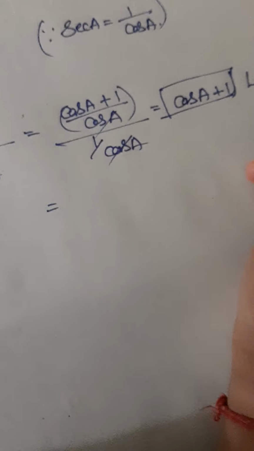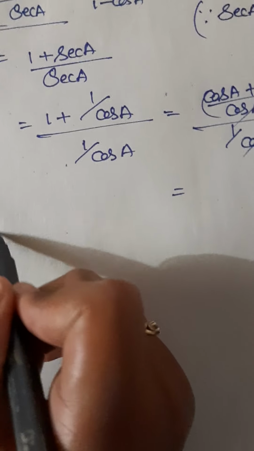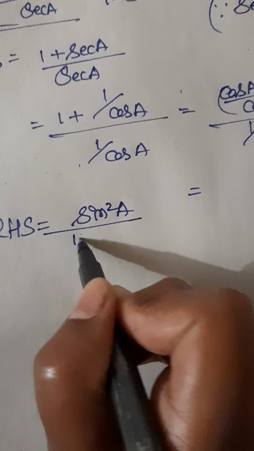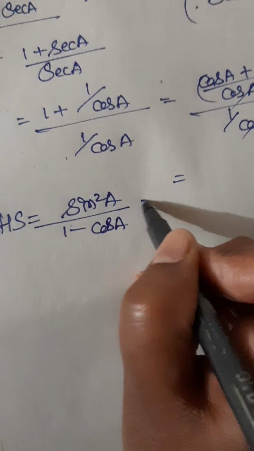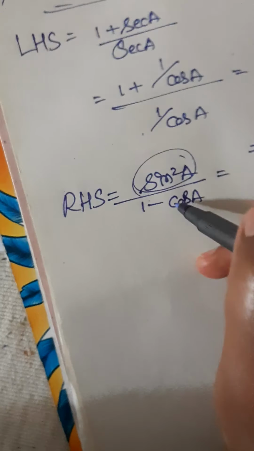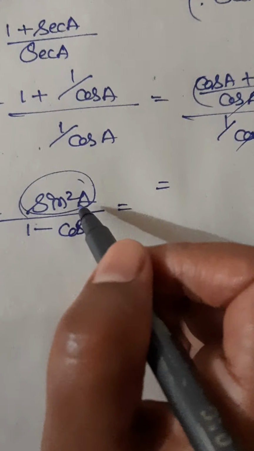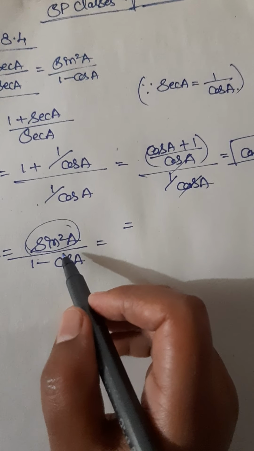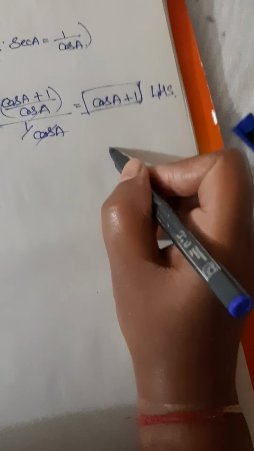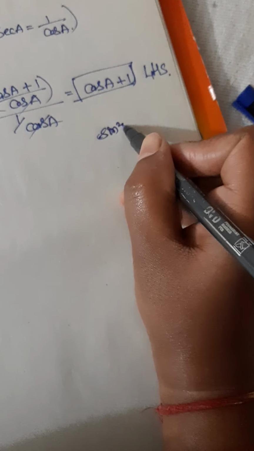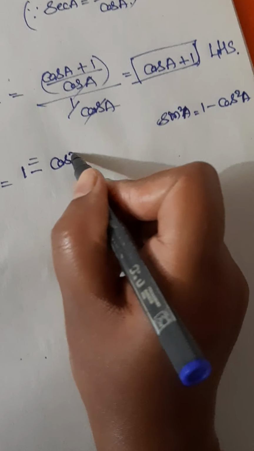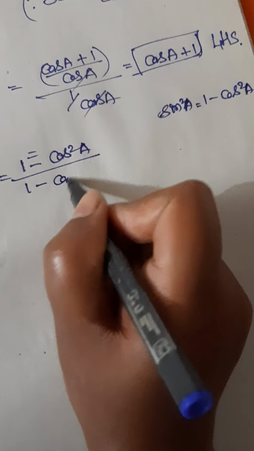Okay. Now let's do our RHS. RHS is sin square a divided by 1 minus cos a. So if we get this sin square a in the form of cos only, we will get our answer very easily. For this sin square we have one identity, that is sin square a plus cos square a is equal to 1. So from that identity, in the place of sin square a we will write 1 minus cos square a. So 1 minus cos square a divided by 1 minus cos a.